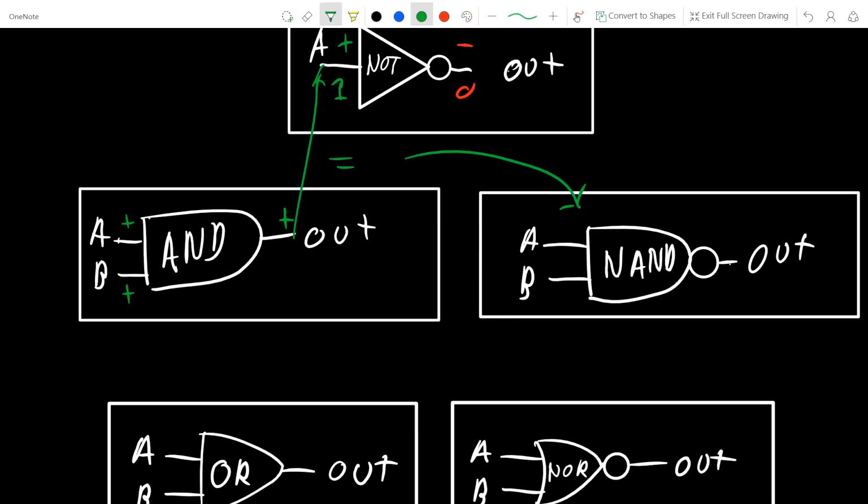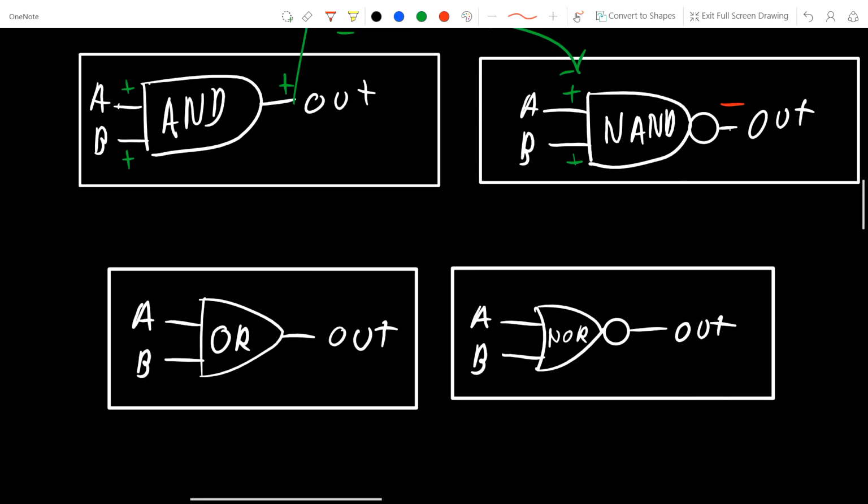NAND is really just an AND plugged into a NOT. That's literally what goes on. So it will do just the opposite. It'll only give out a false when both of its inputs are true. So that is the only time when this can happen. OR only works if any of its inputs are positive. So if you have a negative and a positive, or a 1 and a 0, what you end up having is a positive, or a 1.